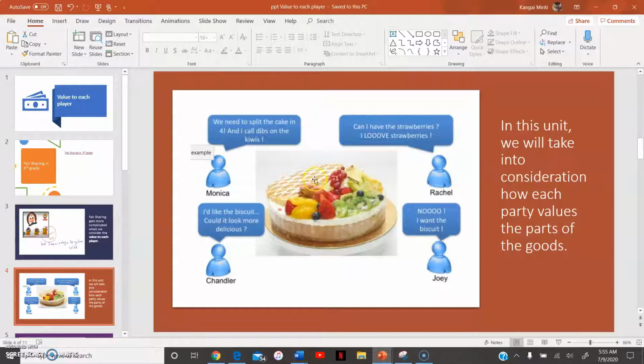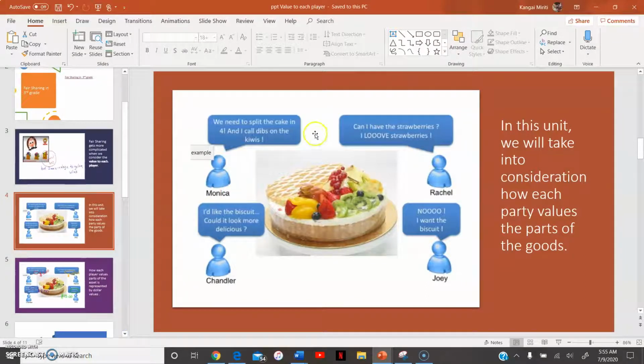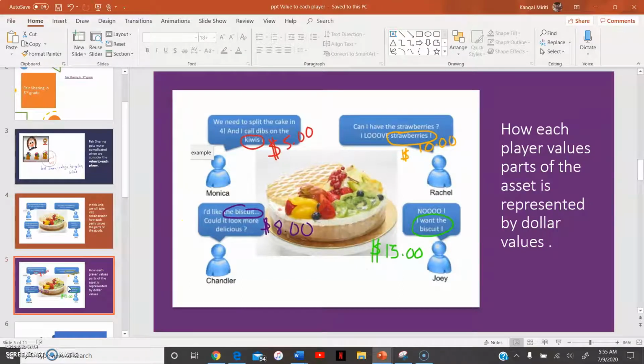So while they want to share this cake fairly, there's the idea that different players here value the different amounts differently. And what we'll be looking at in this class is that this value is going to take on a dollar amount. So let's suppose Monica says, I like the kiwis, and she puts a dollar amount on it. It's worth $5 to me. And Rachel says those strawberries are worth $10. And Chandler says the biscuit side is worth $8. And Joey says, no, it's worth $15 to me. So how players value different assets can be represented with money values.